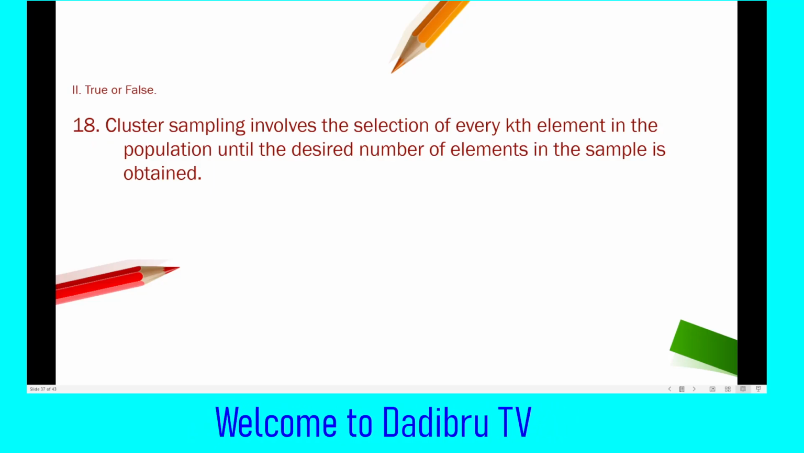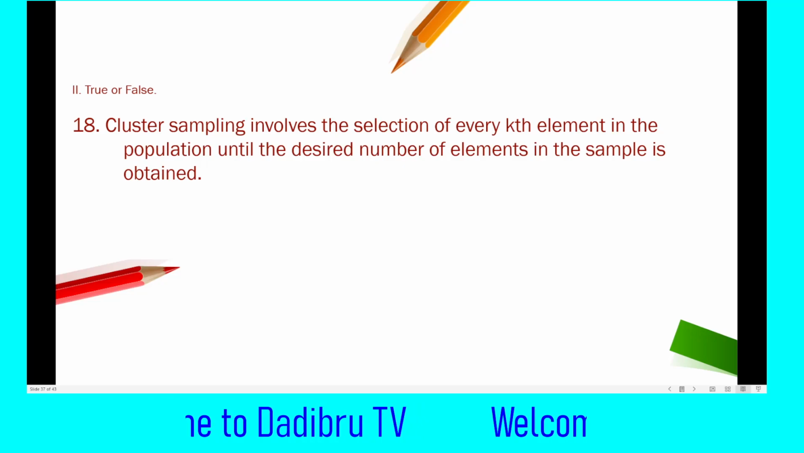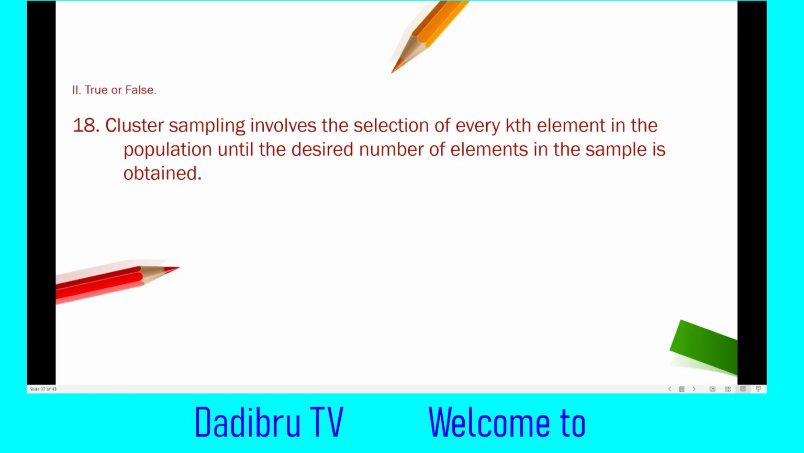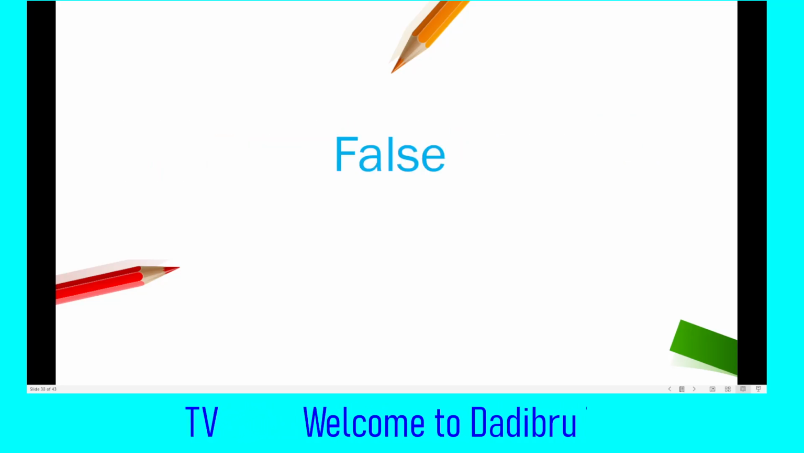Number 18. Cluster sampling involves the selection of every k element in the population until the desired number of elements in the sample is obtained. True or false? The answer is false.